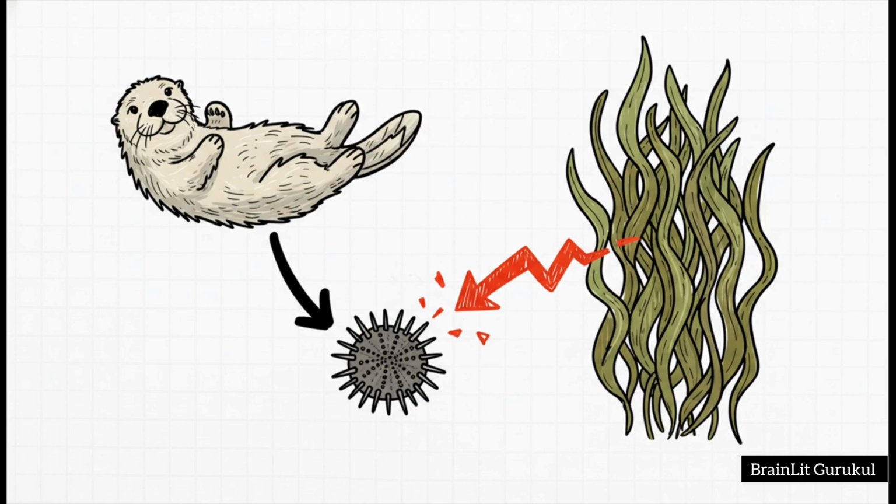By eating sea urchins, a relatively small number of otters keep the urchin population in check. This prevents the urchins from just completely wiping out the kelp forests, which are home to countless other species. So you see, if you take the otters away, the whole system just unravels.